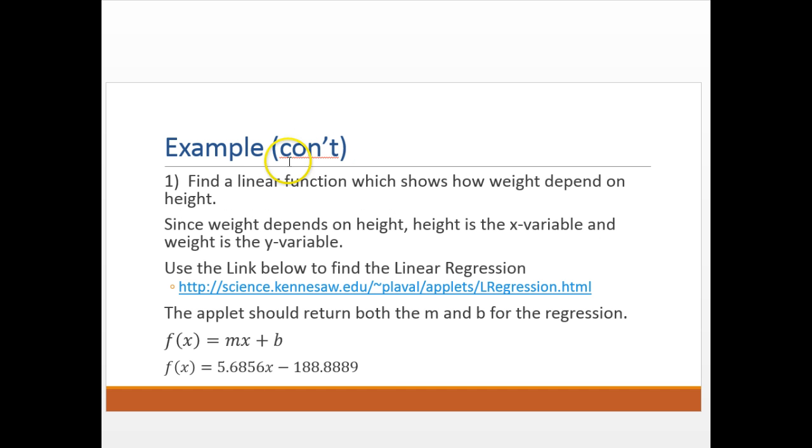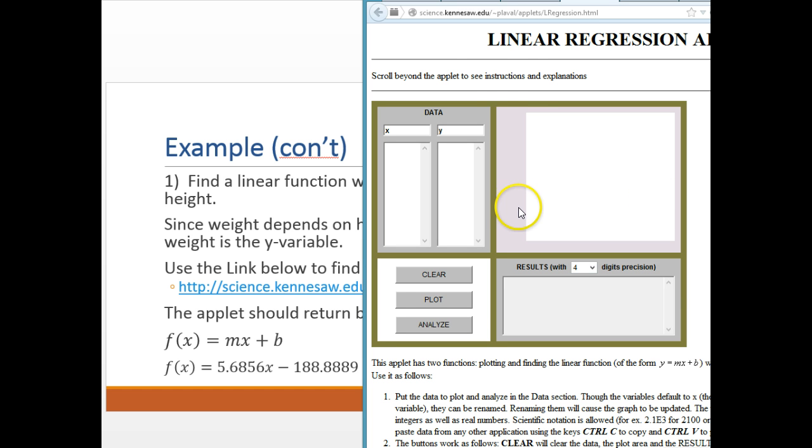Our first part, find a linear function which shows how weight depends on height. Since weight depends on height, then height is our x variable and weight is our y variable. And we're going to use the applet that I have here at this link. If we click on the link, we'll be brought to this website. This is a linear regression applet.